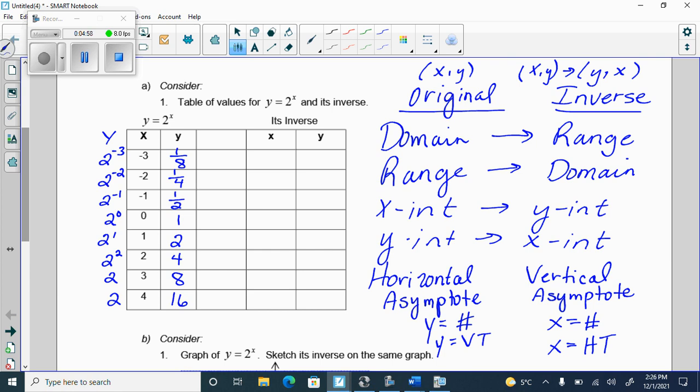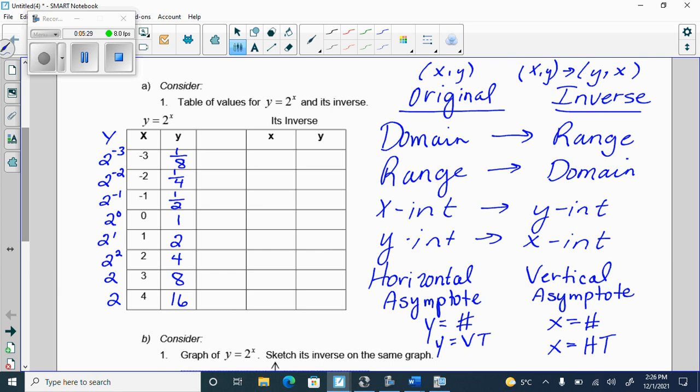Other than that, you can answer every single question on it from the original. The original's domain becomes the inverse's range. The original's range becomes the inverse's domain, because x and y split. That's all that happens. The x-intercept becomes the y-intercept. The y-intercept becomes the x-intercept. The horizontal asymptote becomes the vertical asymptote. Literally, it just all flips, correct? So we don't need any actual information about the inverse if we have the original.